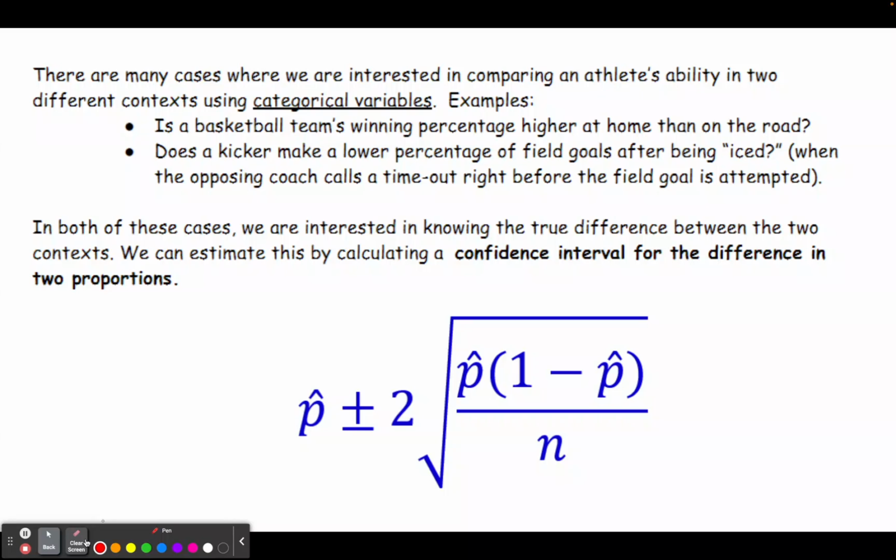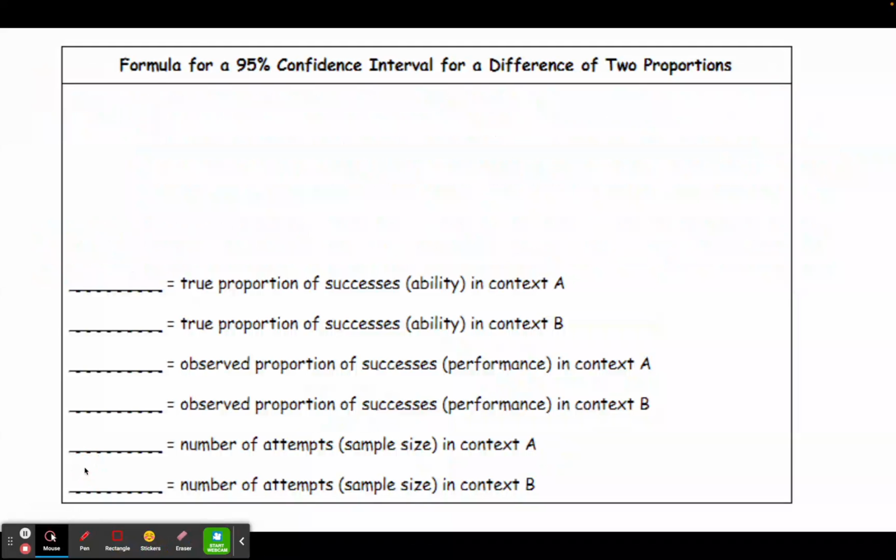So we're going to tweak this formula. Instead of having just p hat, which is for one context, we're going to have 2 different p hats, and we're going to use subscripts to denote those. So if we want to estimate a 95% confidence interval for the difference in two proportions, instead of just trying to estimate p, we're going to try to estimate p sub A minus p sub B. p sub A is the proportion of successes in context A, or actually the ability in context A, and p sub B is the ability in context B. And we want to know the difference in those two abilities.